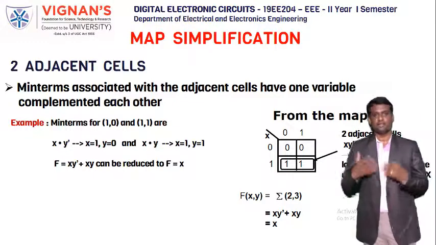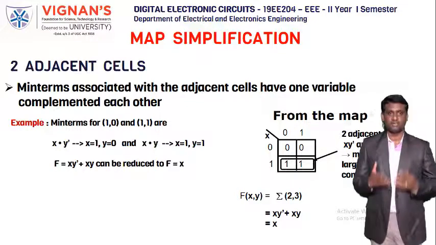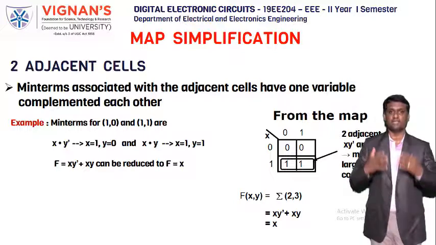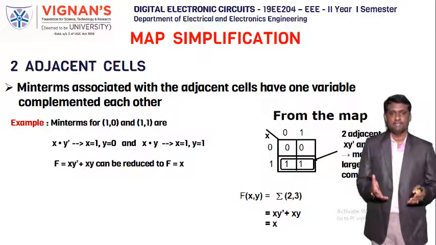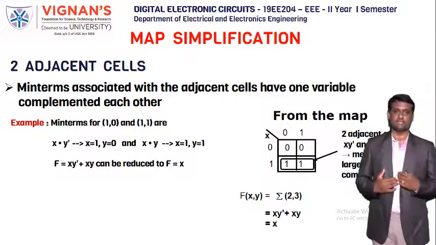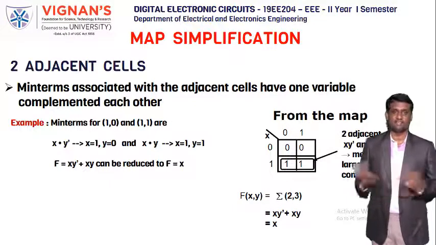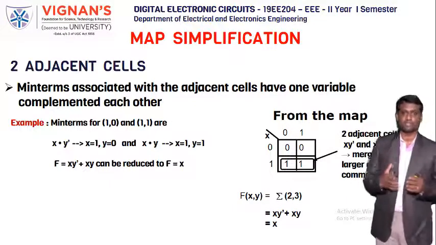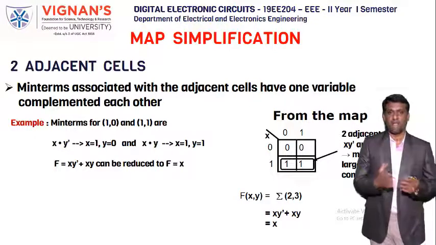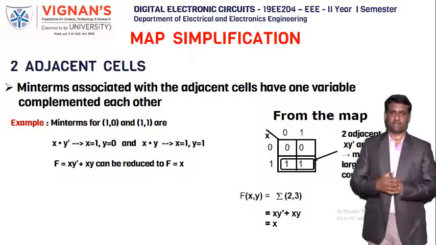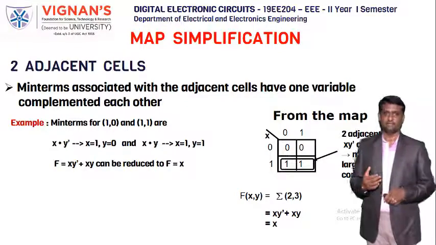There are no further ones present for the simplification of the K map. That's why no further simplification is needed. So simply by merging those two cells which are adjacent to each other and considering the common variable, that itself is the simplification. After merging those two cells, the common variable is x. That is the output after simplification of the Boolean function. So that is the case of two adjacent cells.